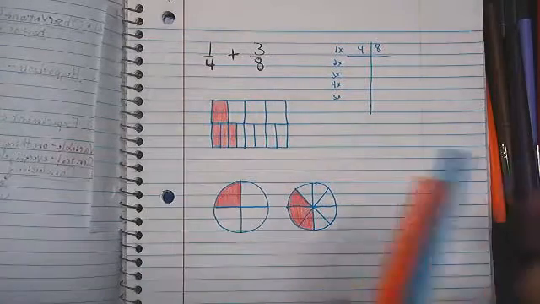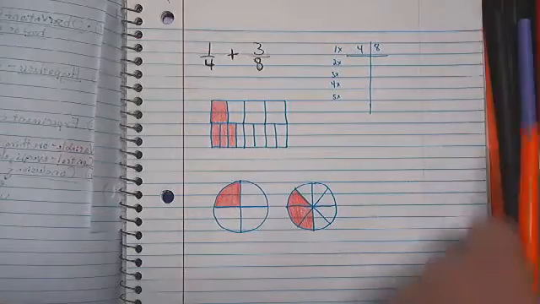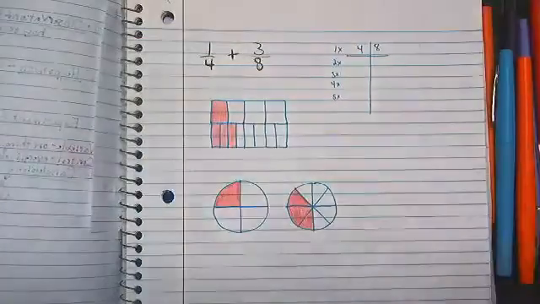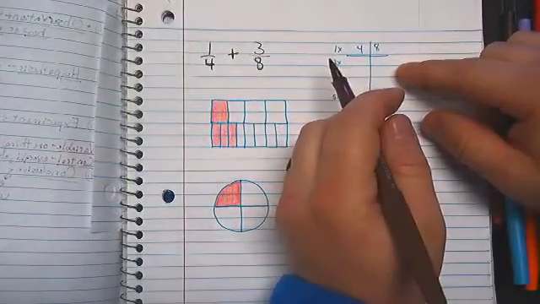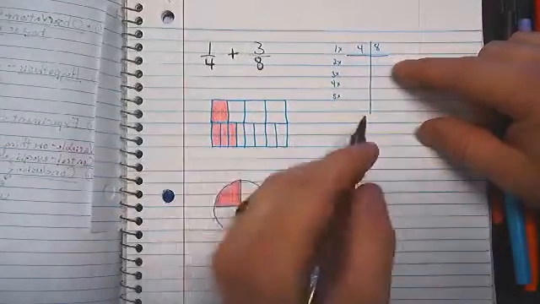All right, let's look at this. We have 1/4 plus 3/8. So the first thing I'm going to do is see, okay, can I find a least common multiple of these?